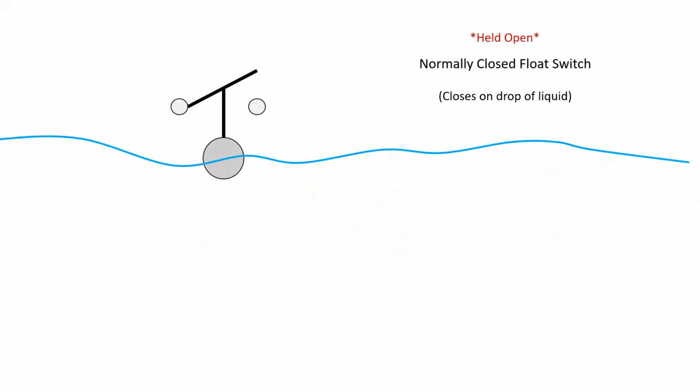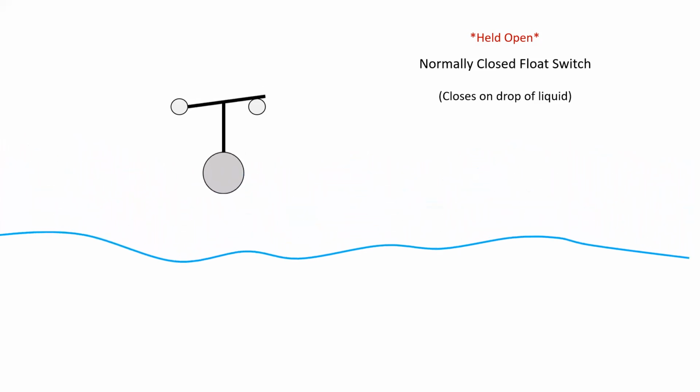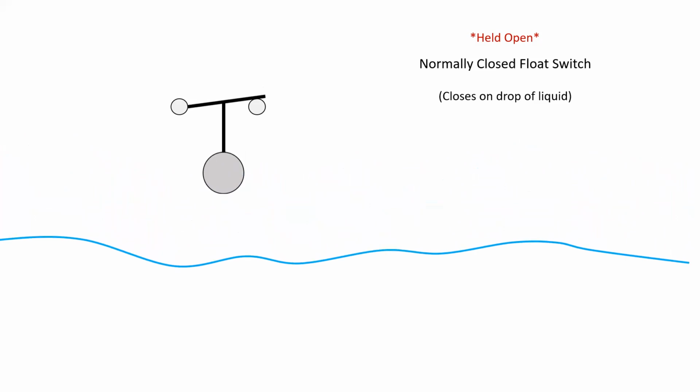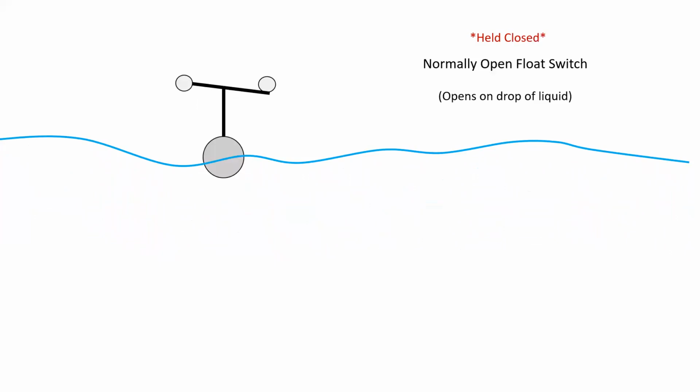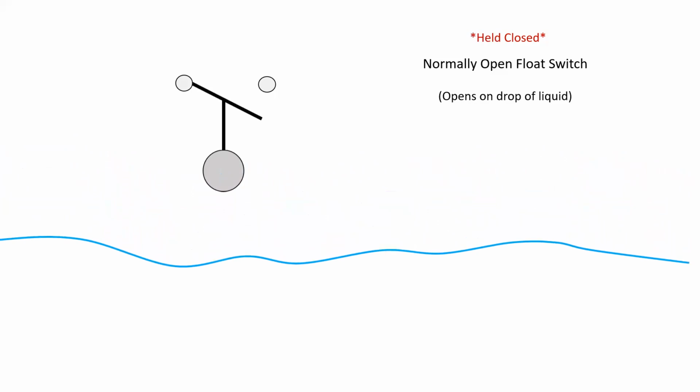Now we can also use float switches and different pilot devices in a held position. So this one is held open, which means it's going to close on a drop of liquid. So this is a normally closed float switch. As the liquid level drops, the pilot device goes back to its normal position. So it's not really different, I suppose, than the first one we looked at, but it is a little bit of a different application. Again, we could have a normally open float switch, which is held closed and it opens on a drop of liquid. As the liquid decreases, the pilot device goes back to its normal position.